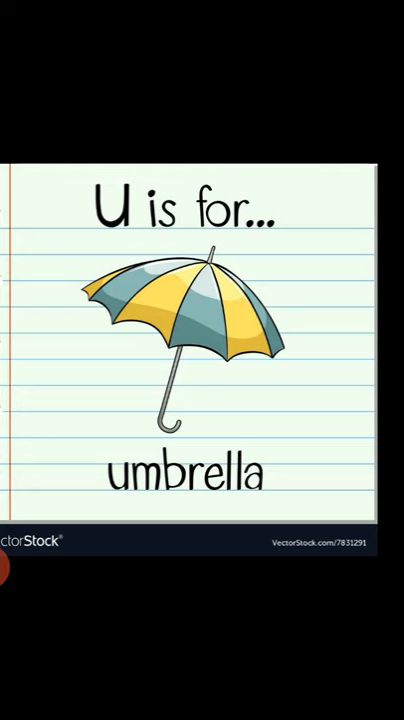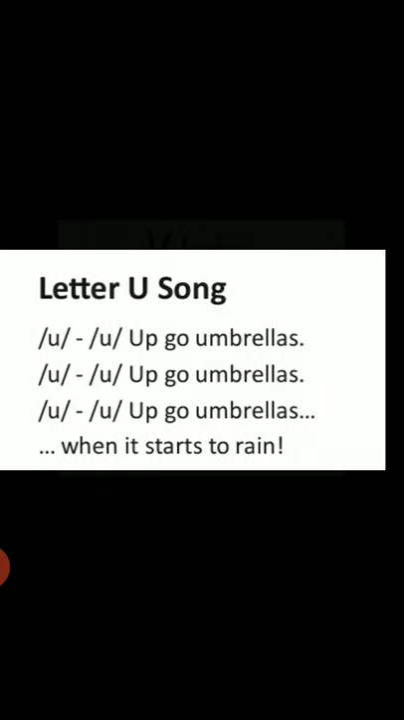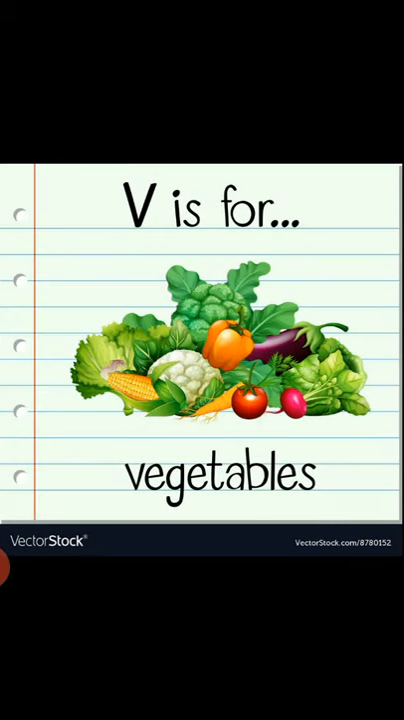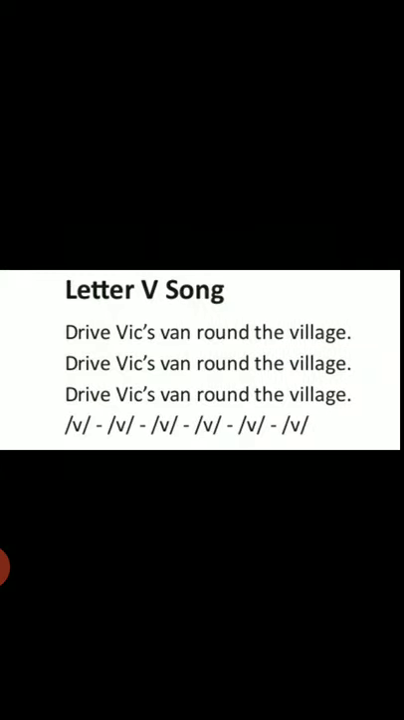U, U is for umbrella. Up and up go umbrellas. Up go umbrellas when it starts to rain. V, V is for vegetables. Drive Vic's van round the village. V, v, v, v.